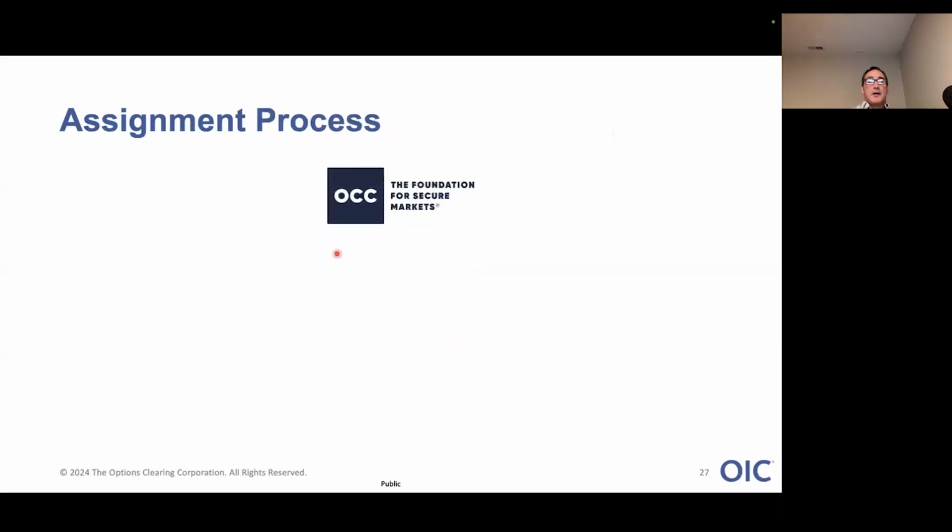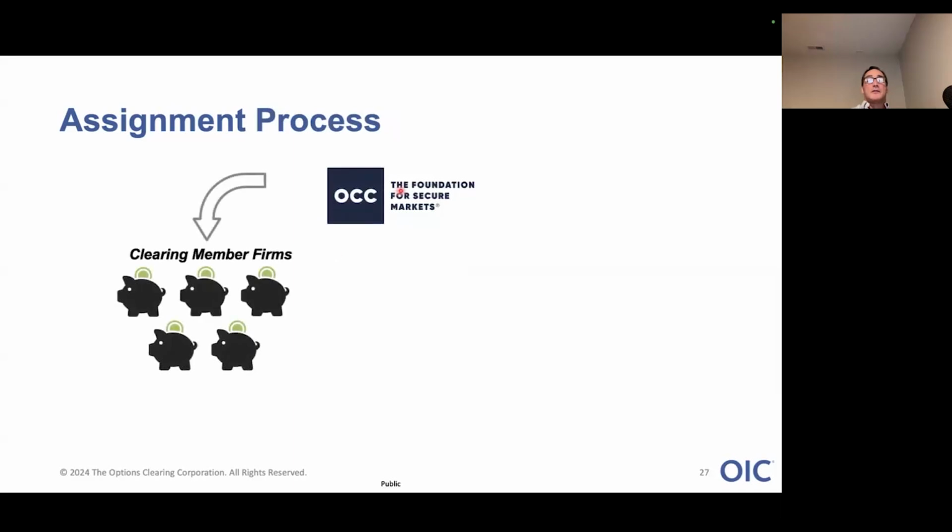So let's look at the assignment process. Once OCC receives an exercise notice from the broker's clearing member firm, we pair that exercise notice up with somebody who is short the contract. We net out the buys and sells, and figure out who's long the contracts and who's short the contracts. We have a random process, an SEC approved random process. We don't just pick somebody at will to assign these short contracts to. We tell one of our clearing member firms who is short the contract that they're being assigned.